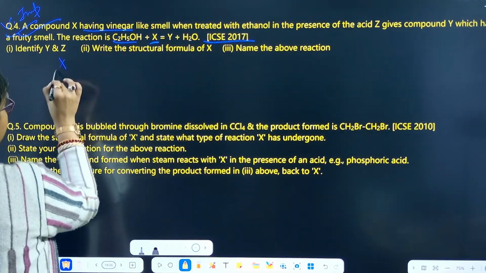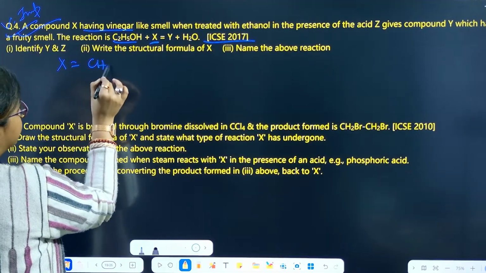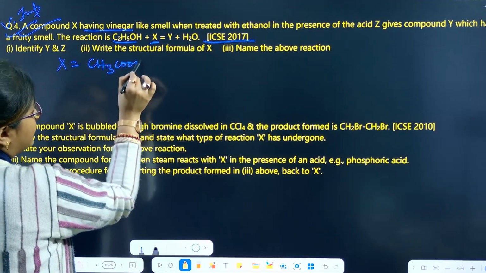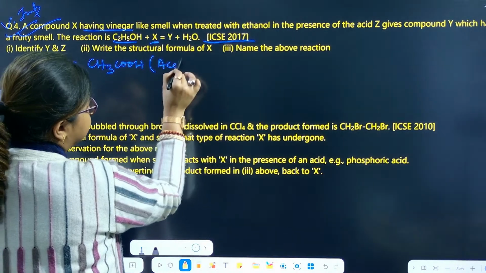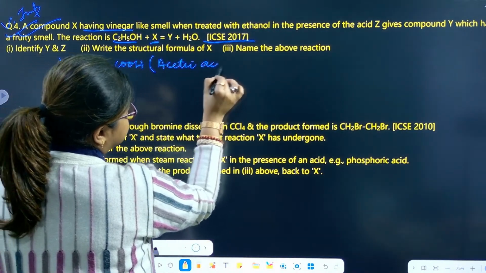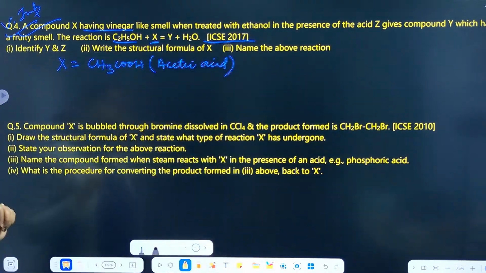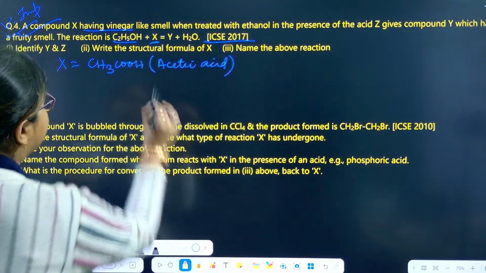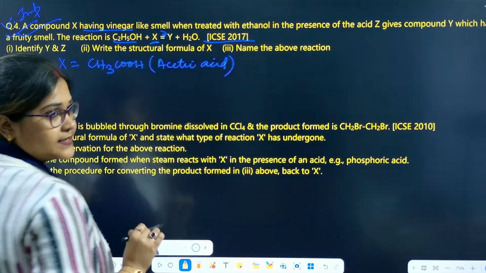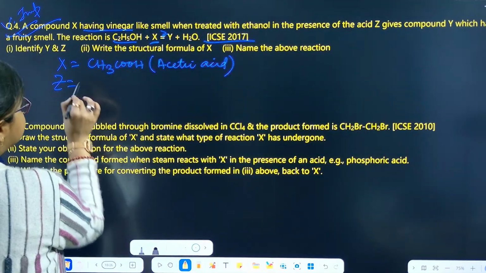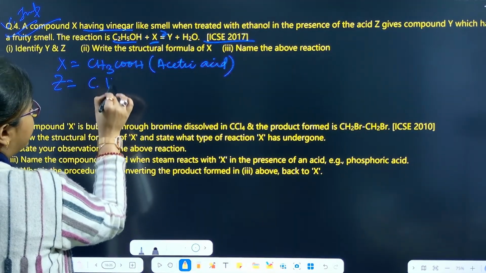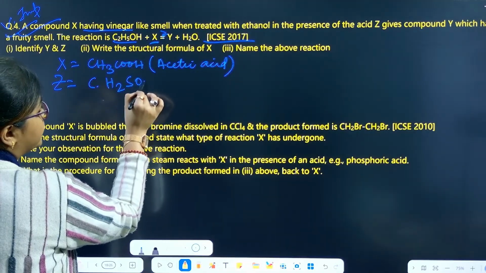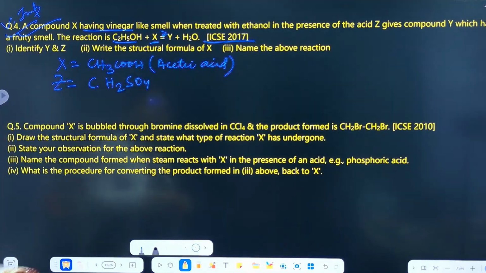So, X will be nothing but CH3COOH. That means acetic acid. Right? When treated in the presence of Z, that means here a condition is there. What will be Z? In an esterification reaction, concentrated sulfuric acid. Right?